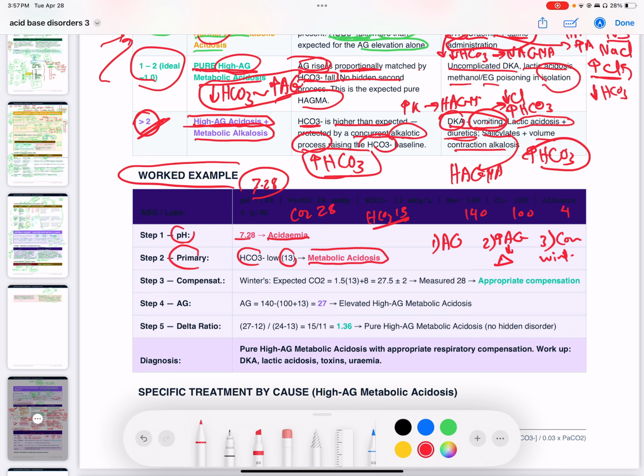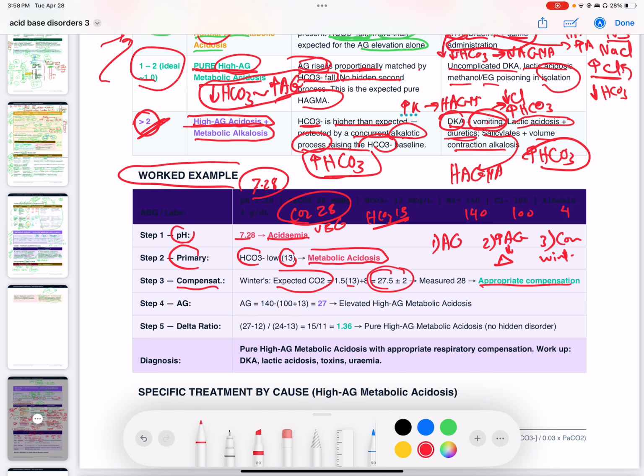So Winter's formula here is to calculate the expected CO2 to see if there is respiratory compensation or not. So it's 1.5 multiplied by the bicarb, the bicarb here is 13, plus 8. So this is around 27.5. And you give it a range, so it's 27.5 plus or minus 2. Okay, what is the measured CO2 here? It's 28, right? We got this by the VBG. So the VBG shows the CO2 is 28. So 28 actually is within the range. That means it's appropriate compensation.